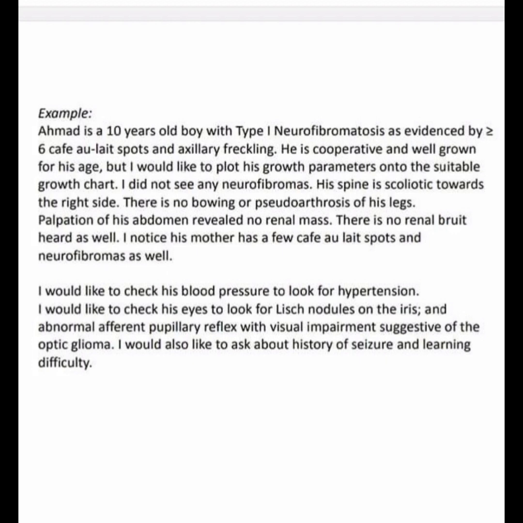I would like to check his blood pressure to look for hypertension. I would like to check his eyes to look for Lisch nodules on the iris and abnormal afferent pupillary reflex with visual impairment suggestive of optic glioma. I would also like to ask about history of seizure and learning difficulty. So this is all about the approach to a child with neurofibromatosis type 1.